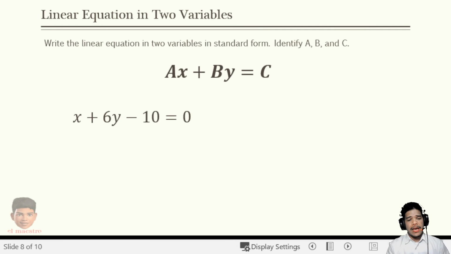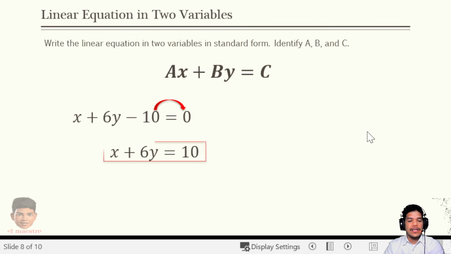Another example, x plus 6y minus 10. So in this case, class, yung constant natin nasa kabilang side or nasa left side. So kailangan natin maitawid yan sa equal sign para mapunta sa right side. Yun yung pinaka-standard natin, ganito. So, meron tayong x term, meron tayong y term, meron din tayong constant term. So, meaning, this is linear equation in two variables. So, let's transpose 10 para magiging standard equation na siya. So, magiging x plus 6y is equal to 10. So, negative 10 transpose, magiging positive 10.